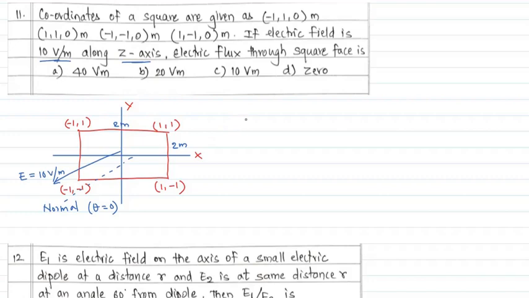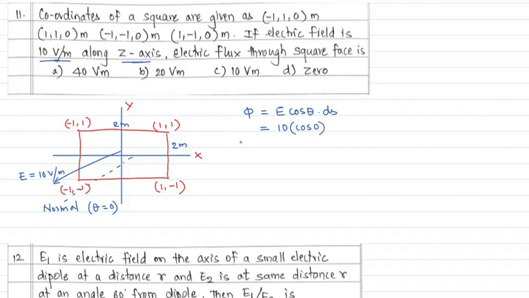Now you can calculate the flux. So phi is equal to E cos theta into dS. E is given as 10. Theta is the angle between E and the normal to the surface. E and the normal are parallel, so theta is 0, cos 0.